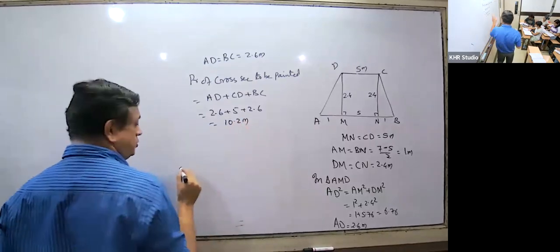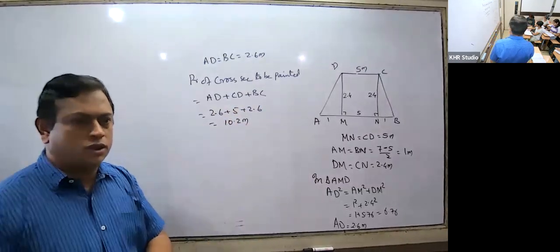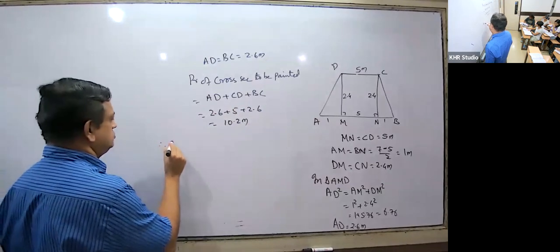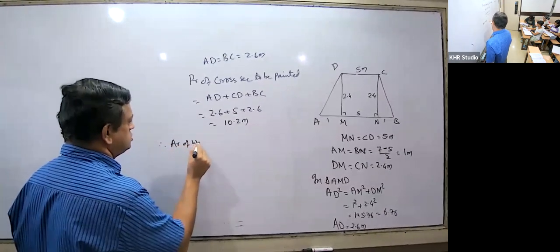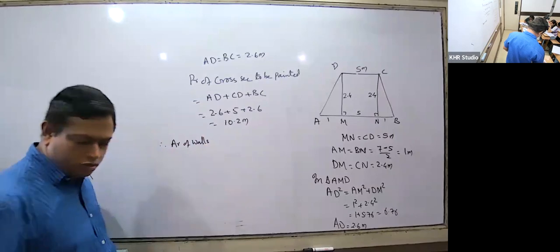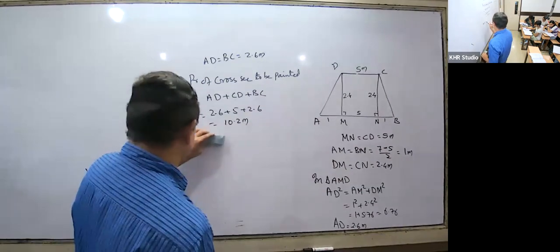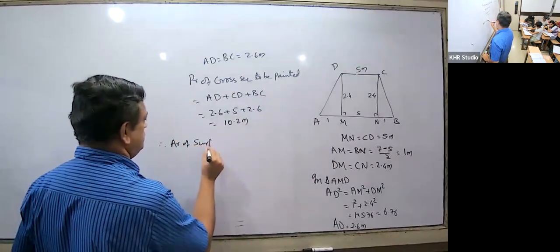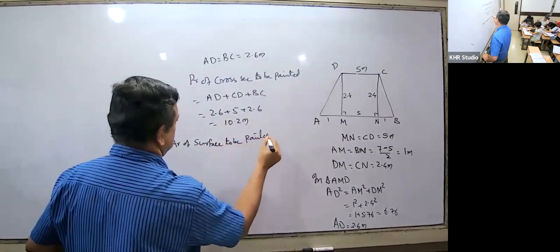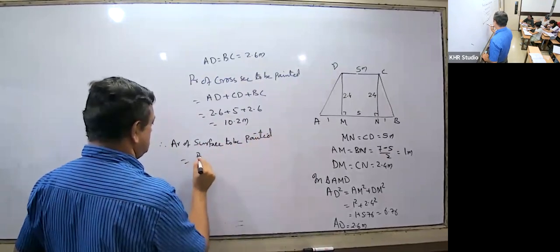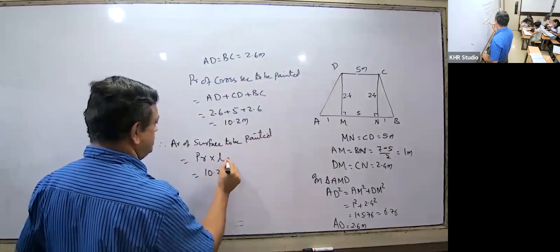10.2 meter, na? 26 plus 26, 52, na? 10.2 meter. Okay. Therefore, area of walls, or what is the question according to the right, area of the surface to be painted is equal to perimeter multiplied by length, that is 10.2, length of tunnel.